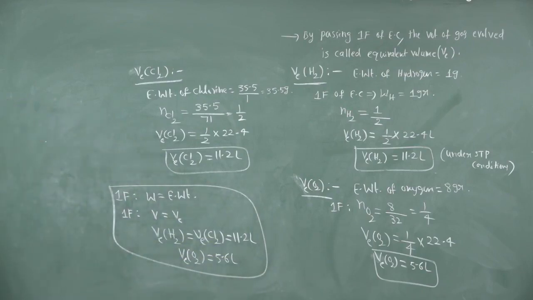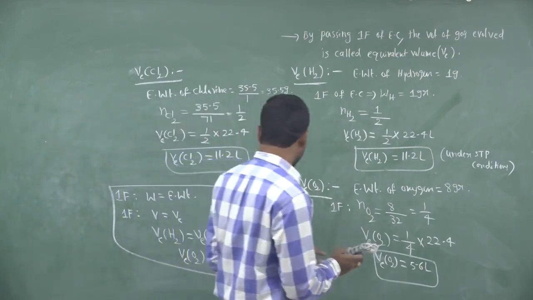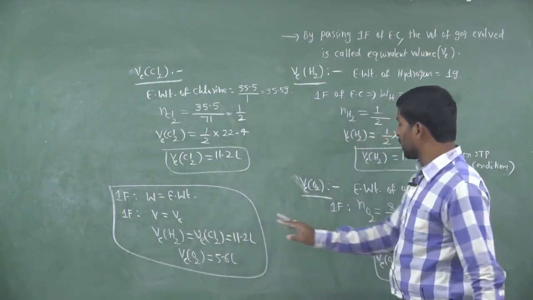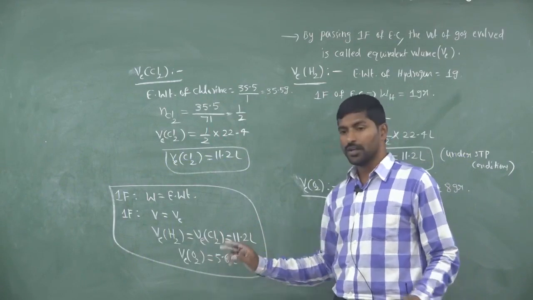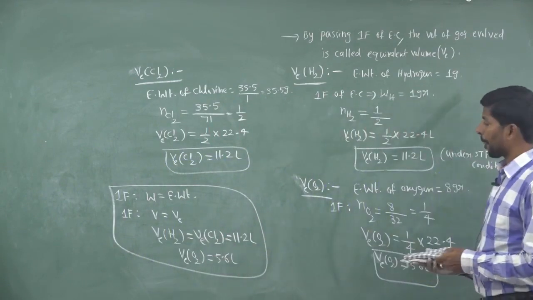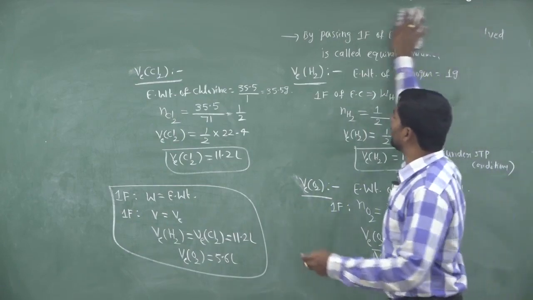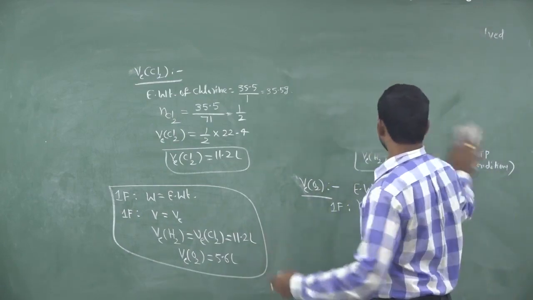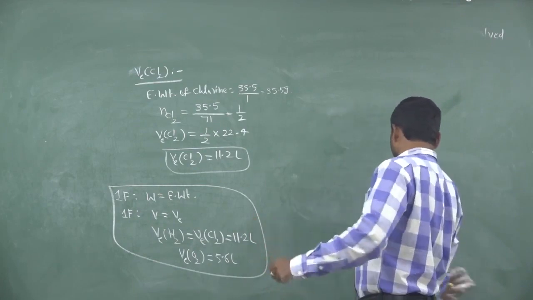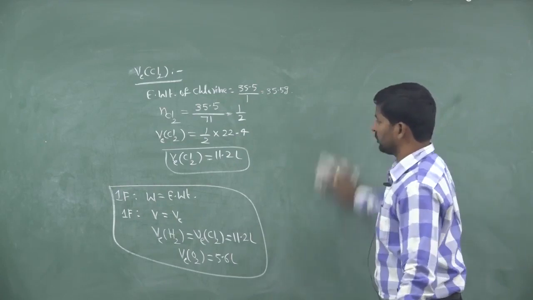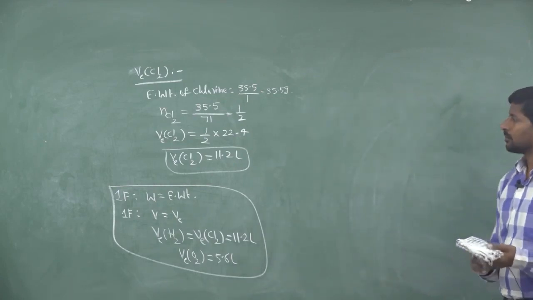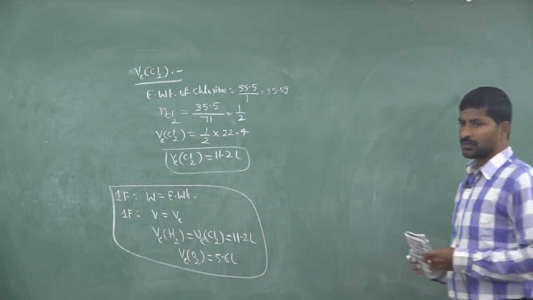If you pass 1 Faraday of electric current, the weight of substance deposited is nothing but its equivalent weight. The volume of gas evolved is nothing but its equivalent volume. Equivalent volume under STP conditions for hydrogen and chlorine gases is 11.2 and for oxygen gas it is 5.6 liters. So equivalent weight is nothing but atomic weight or molecular weight by n factor. Okay. This is the concept of Faraday.